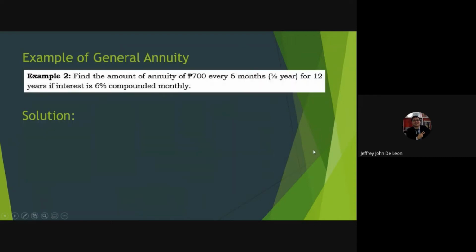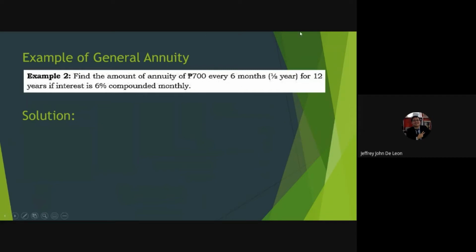How about the general annuity? In terms of payment interval and interest period, they are not equal. Payment interval and interest period are not equal. So look at this. Find the amount of an annuity of 700 pesos every 6 months. Meaning you pay 700 every 6 months.